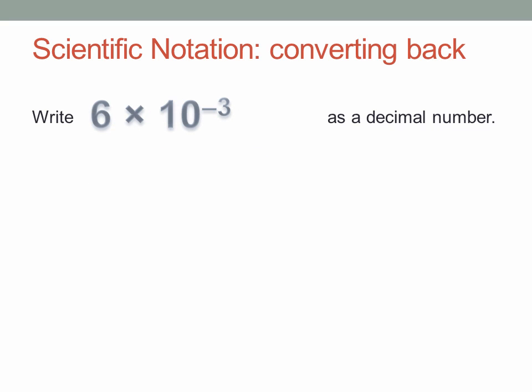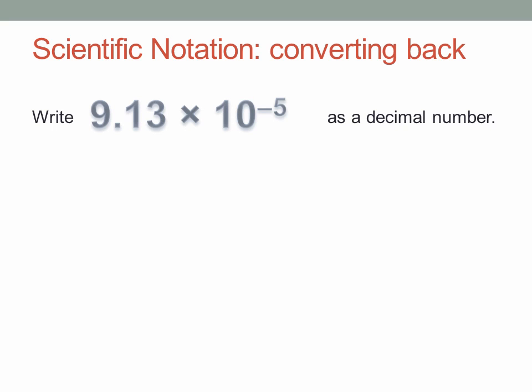6 times 10 to the power of -3. This is a negative power, so my answer is going to be smaller than 1. -3 corresponds to thousandths, so this is 0.006.